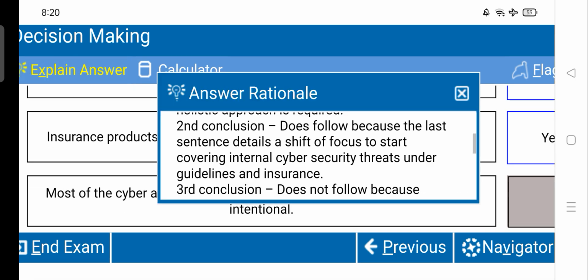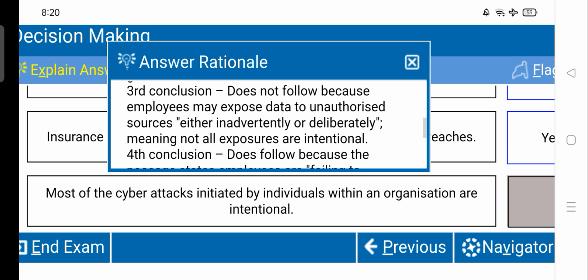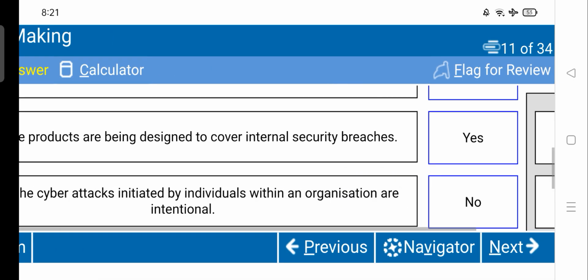Third conclusion, which says most of the cyber attacks initiated by individuals within an organization are intentional. This one does not follow because employees may expose data to unauthorized sources, either inadvertently or deliberately, meaning not all exposures are intentional. So this one does not follow, so that's why we will drag a no and drop it here.